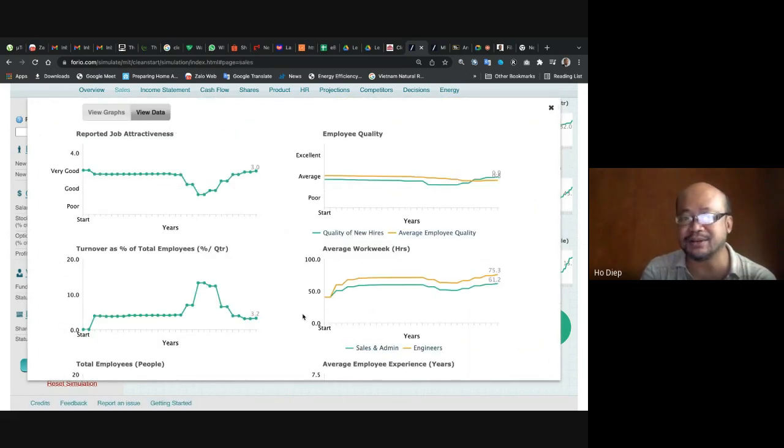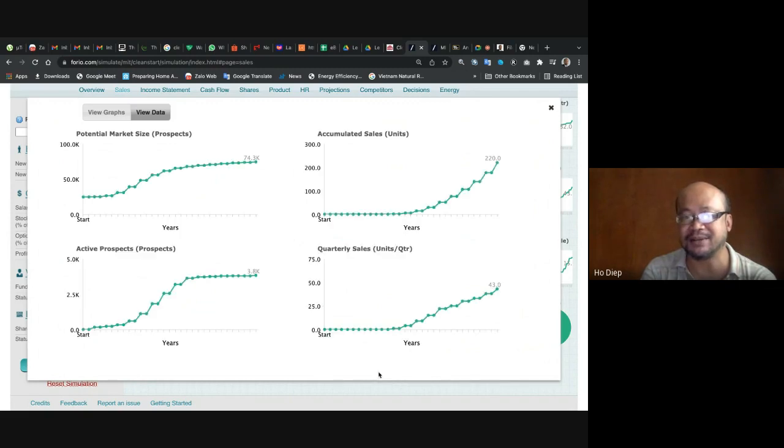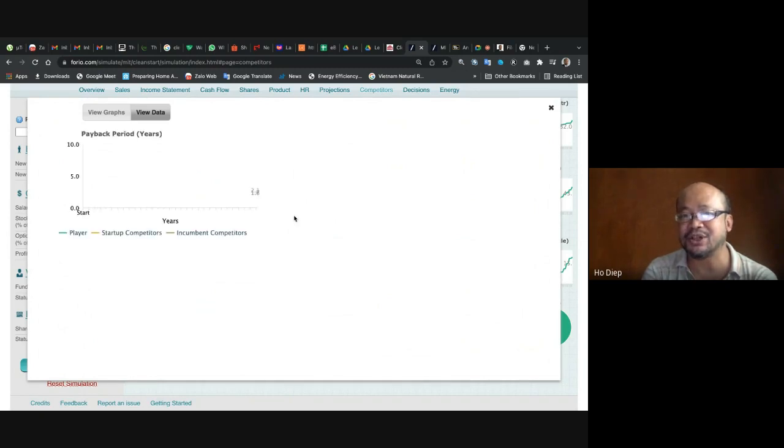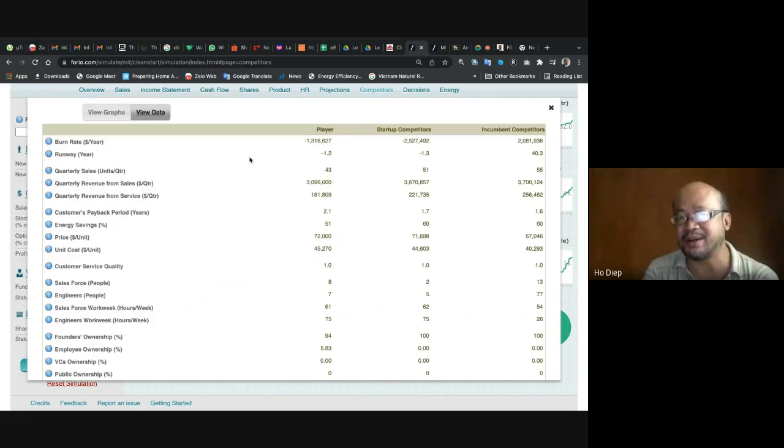In terms of sales, we need to hire more sales staff. Yes, we need to grow these active prospects. So let's do that. Hire more sales staff, hire more engineers, and then compete on the technology as well as the price. So let's look at the technology. Are we catching up with our competitors?